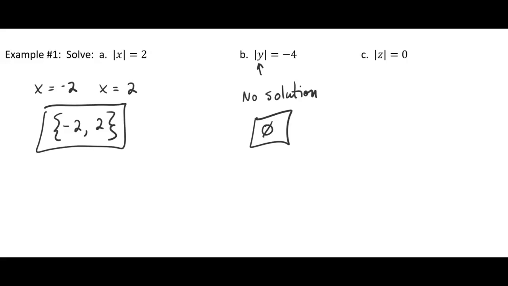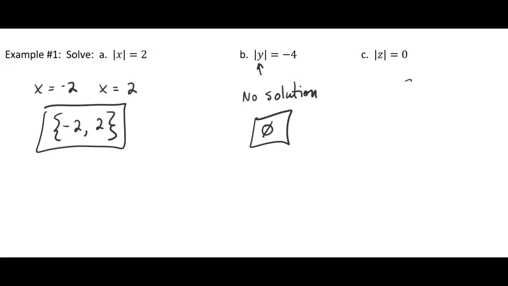Because you couldn't put in 4, that won't work. The absolute value of 4 is 4. Can't put in -4 because the absolute value of -4 is still 4. So we don't get a solution here. So don't let them fool you. An absolute value can't equal a negative number. Okay. All right. Now, absolute value of z equals 0.